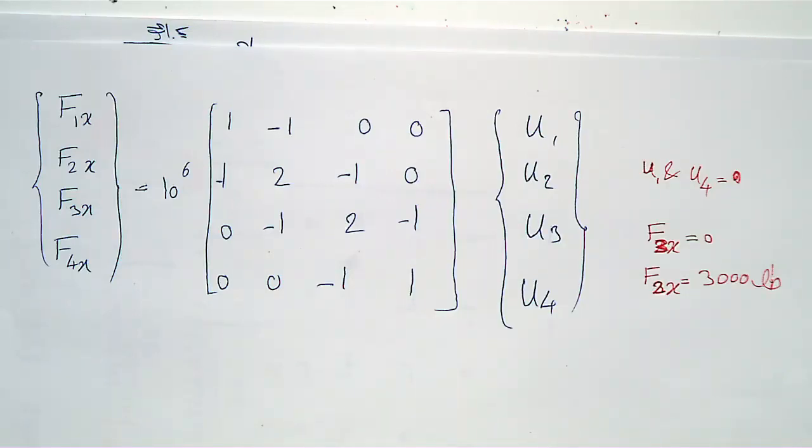Whenever you have zero displacement, just be careful. Whenever you have zero displacement, then you can omit the row and the column corresponding to that node number. Right? So here, U1 and U4 are zeros, right? I can delete row number 1, column number 1, row number 4, and column number 4 in the K matrix.